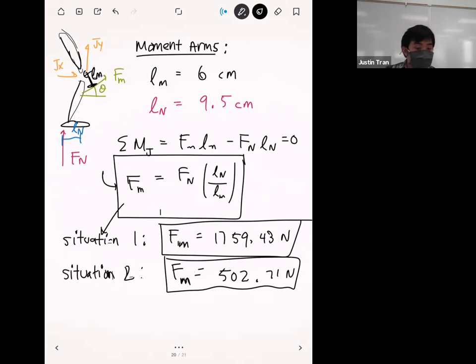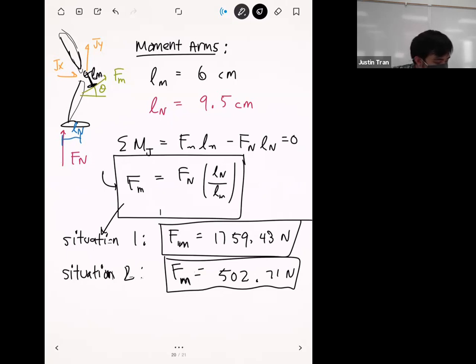Right. And so you can see it's a huge reduction. Half a second might not seem like that long a time, but in terms of stopping your body's momentum, it can make a big difference. Situation 2 is almost 75% less force than situation 1. And so it's a really, really big difference. It's like the difference between catastrophic injury. Oh, for sure. Yep.